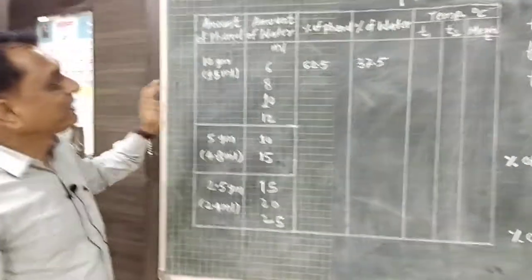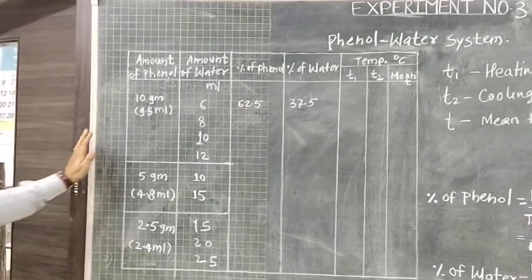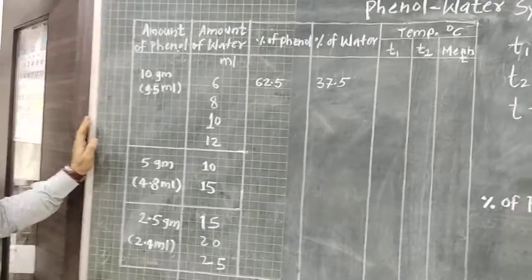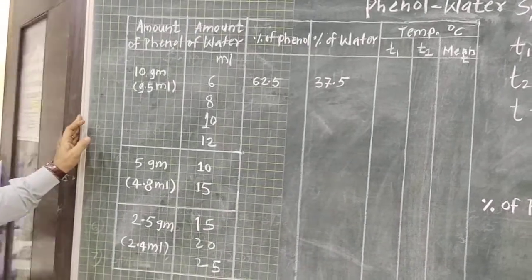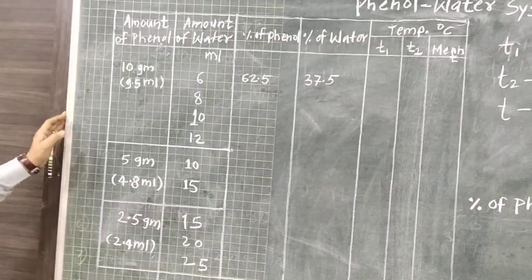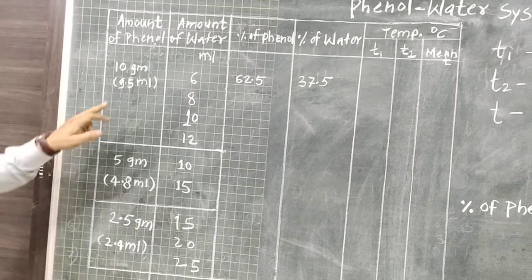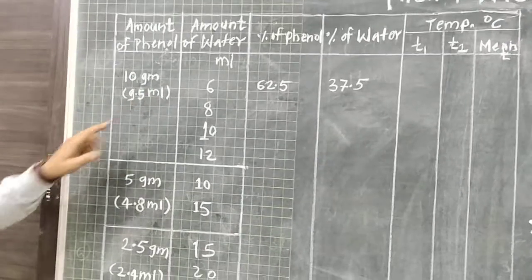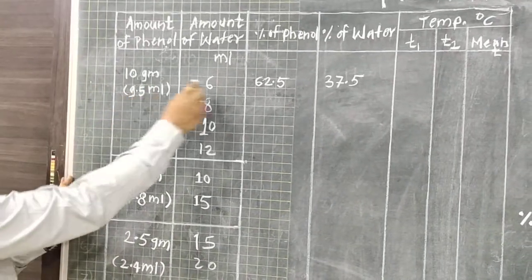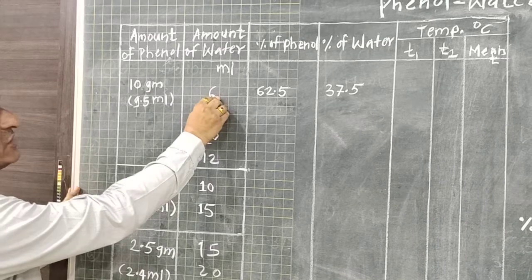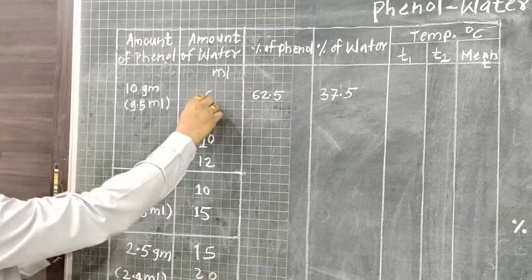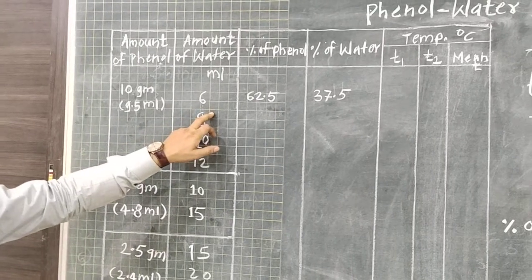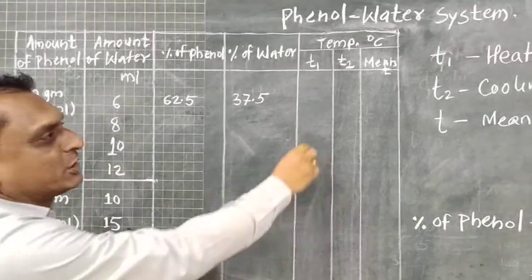Hello students, as explained by Dr. Indulkar sir, we have to prepare an observation table for this phenol-water system experiment. In this observation table, the first column is the amount of phenol, that is 10 gram of phenol, which means 9.5 ml of phenol, and the corresponding water component is 6 ml of water that can be taken with the help of a burette. When we heat this particular system, we have to go for two readings.